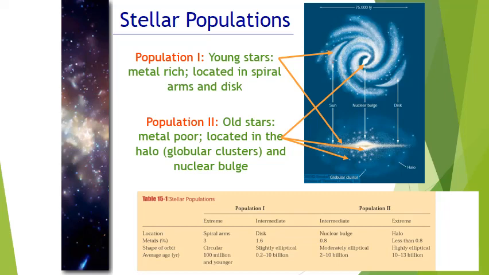So population 2 stars are your really old ones that are what are called metal poor. They're mostly hydrogen and helium. Population 1 stars are recently formed stars that were formed from interstellar medium that had the enriched guts of generations of stars that had exploded before. So population 1 stars, you would expect to be metal rich.